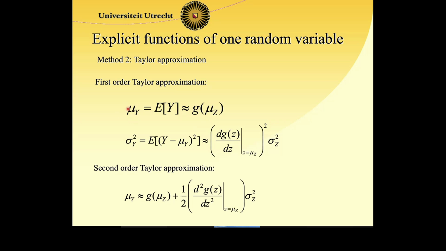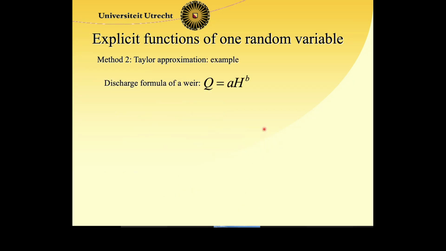It's going to be an unbiased estimate of the mean. It's going to be biased. And this is a bias correction, as you can see. So if we apply this to our discharge formula, and I'm not going to do that now, I'm going to go through this quickly.